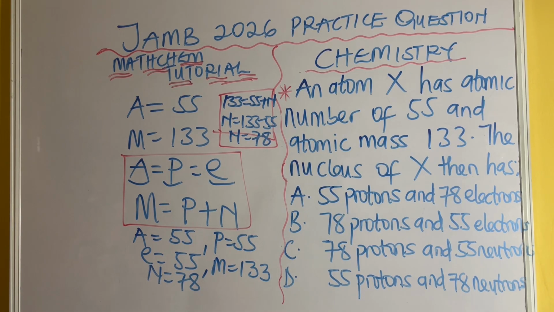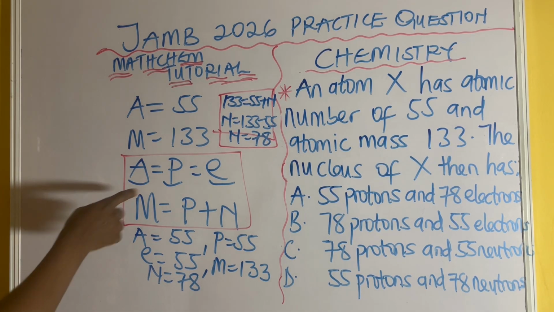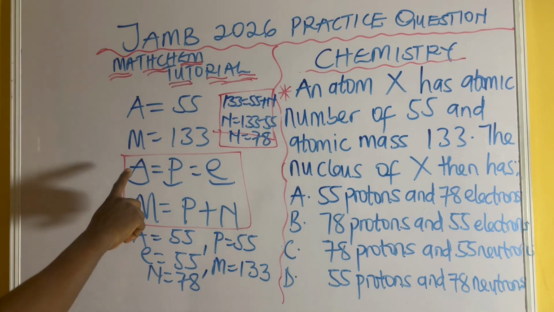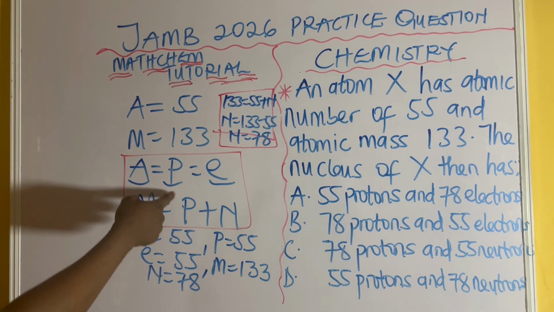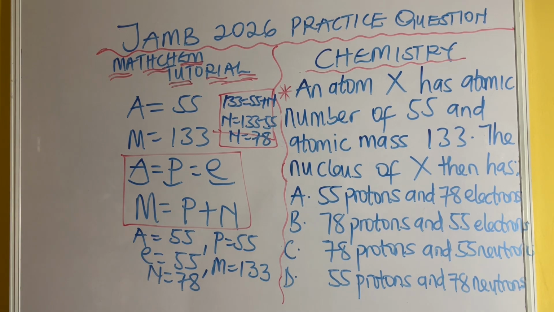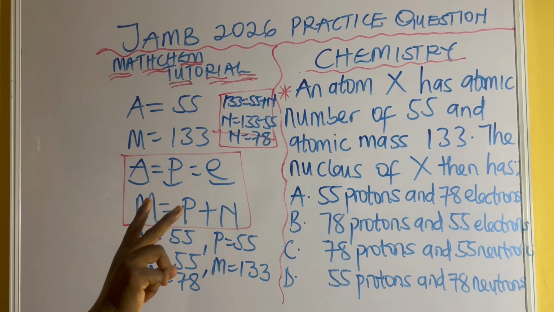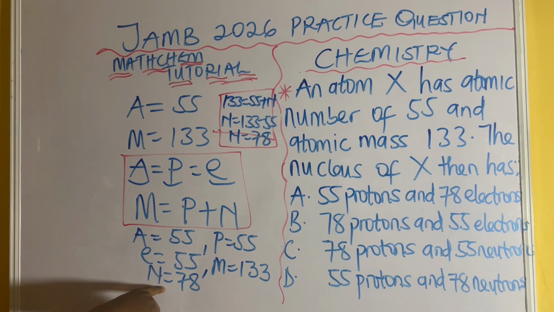So after knowing this, let's relate it with what I've written here in this box. Atomic number is the same thing as the number of protons, also the same thing as the electrons. Take note. Whereas the mass number is the addition of protons and neutrons, here is 78. Good. Now let's relate that with what we have in the options.